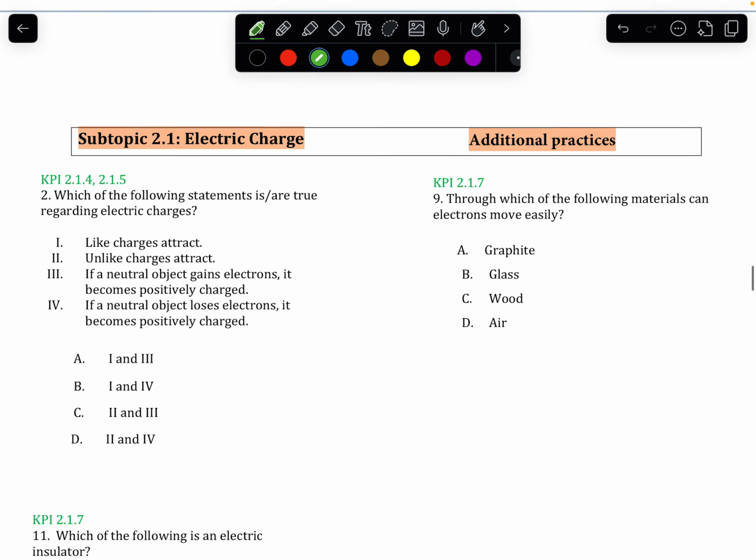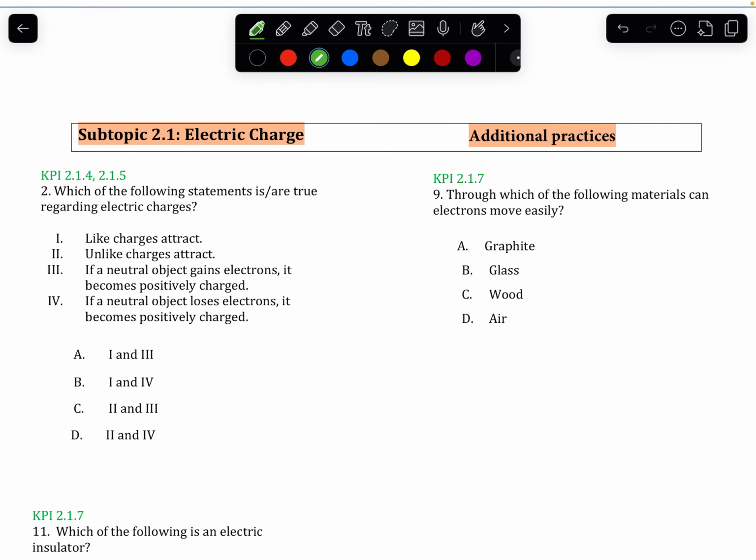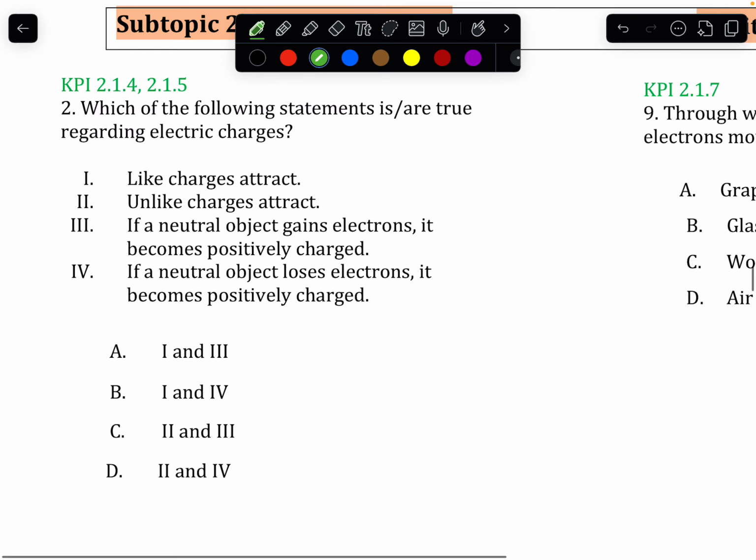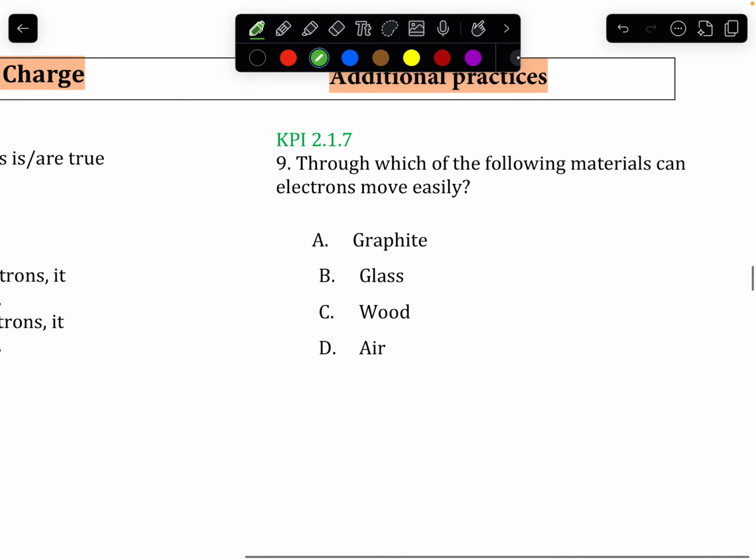Let's have some additional practice. Which of the following statements is true regarding electric charges? Like charges attract? No. Unlike charges, yes, they attract. If a neutral object gains electrons, it becomes negatively charged. If a neutral object loses electrons, it becomes positively charged. So it is 2 and 4.